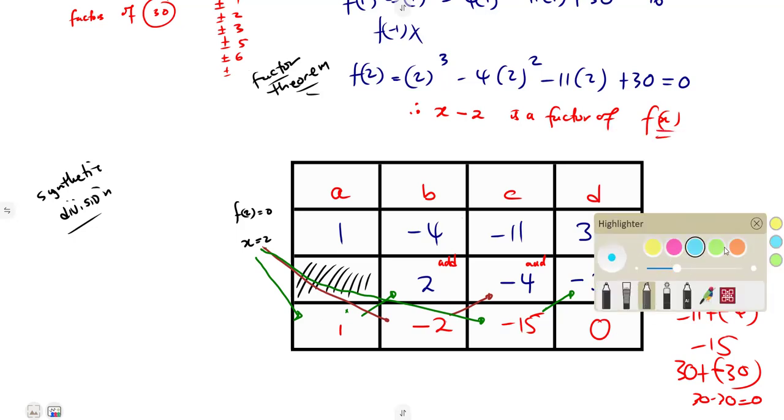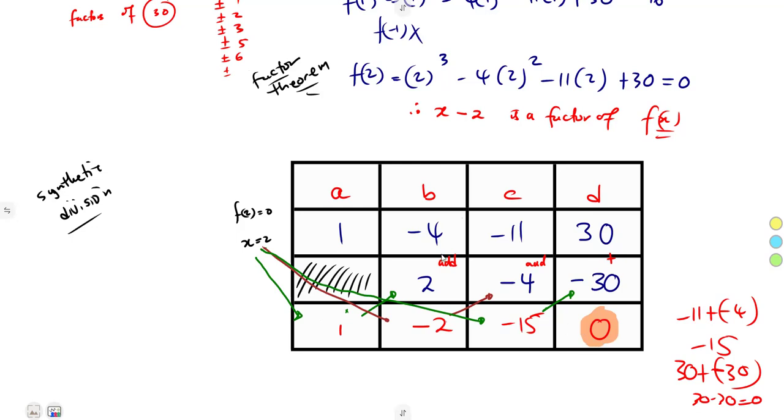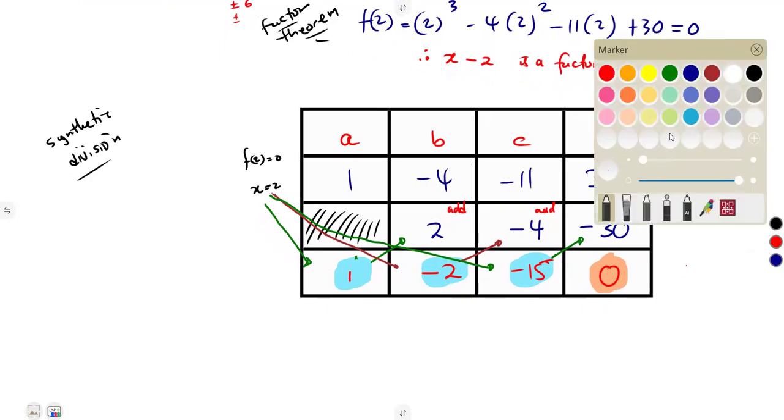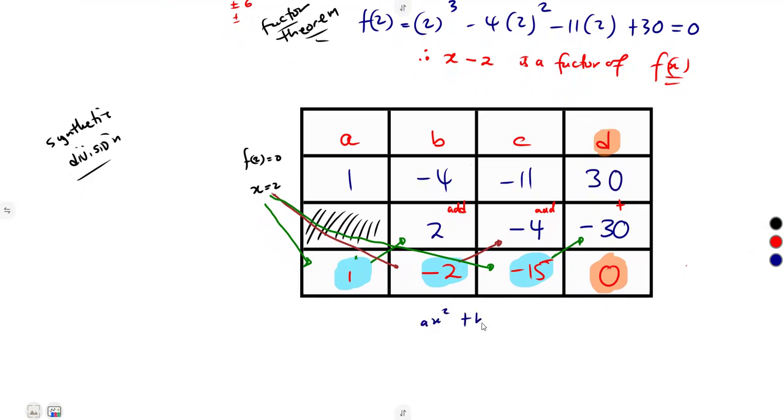So this is a 0. Like I said, you are supposed to obtain a 0 on this last value, representing our D, to show that exactly this value of 2 is giving us a factor. If not, it means the value of x that you substituted there is wrong, or your calculations along this table are wrong. So this is what we have. And A, B, and C that we have remaining, the A corresponding to this one, and the B and the C here, are the constant terms that we have on our quadratic expression, the ax squared plus bx plus C.